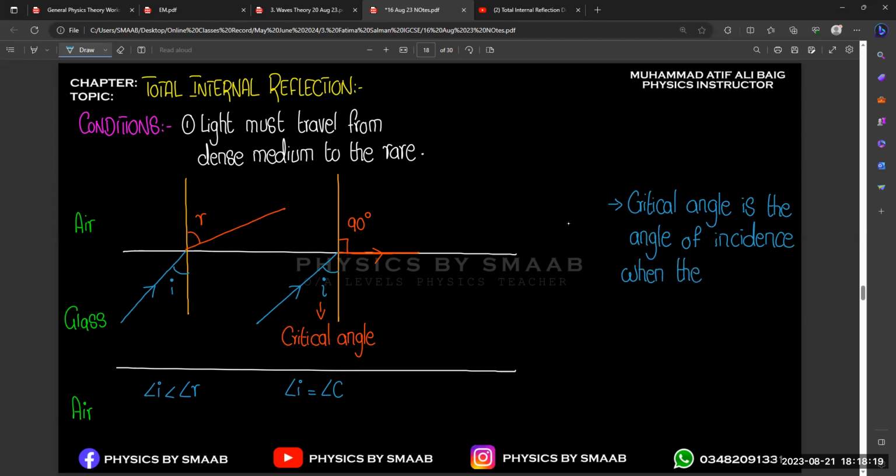when the light beam or the ray of light bends at 90 degrees and slightly reflects. Okay. So this is the concept of the critical angle. Any confusion?